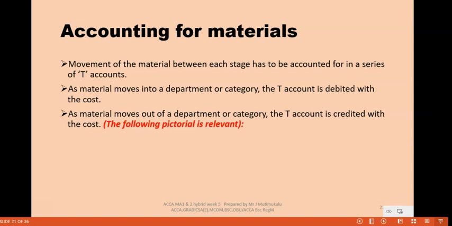As material moves into a department or category, the T account is debited with the cost. The cost of that material becomes a debit entry in whatever category or department account is affected. As materials move out of the department or category, the T account is credited with the cost. So what we are simply saying is, let's say we've bought items from suppliers. These become our raw materials.